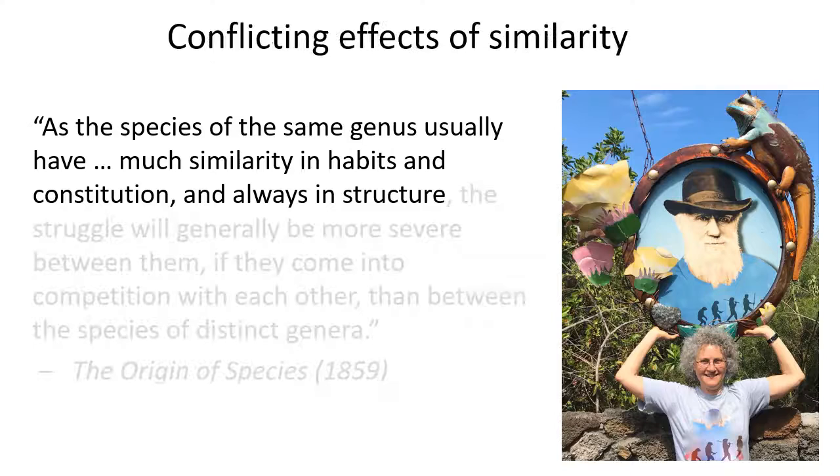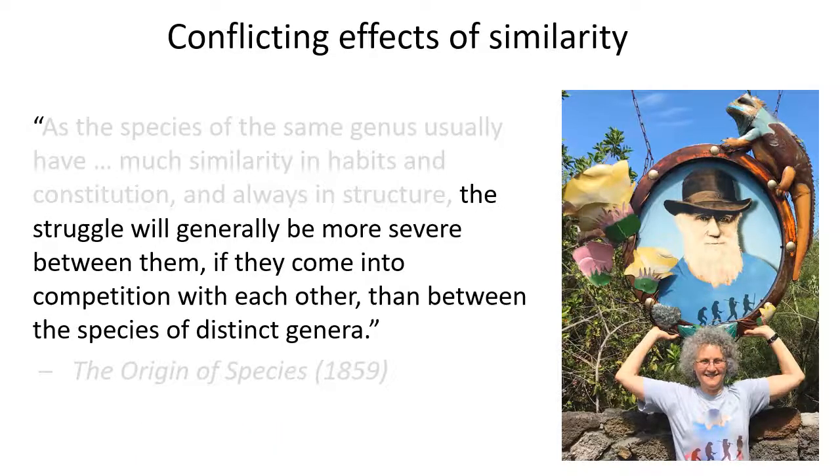So let's unpack this a little bit. As species of the same genus usually have much similarity in habits and constitution, then this might suggest that they like the same habitats and the same conditions, and we might expect them to coexist.